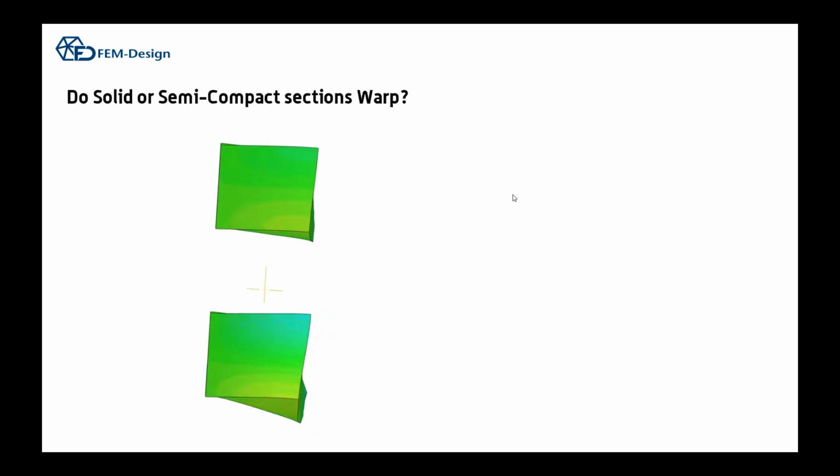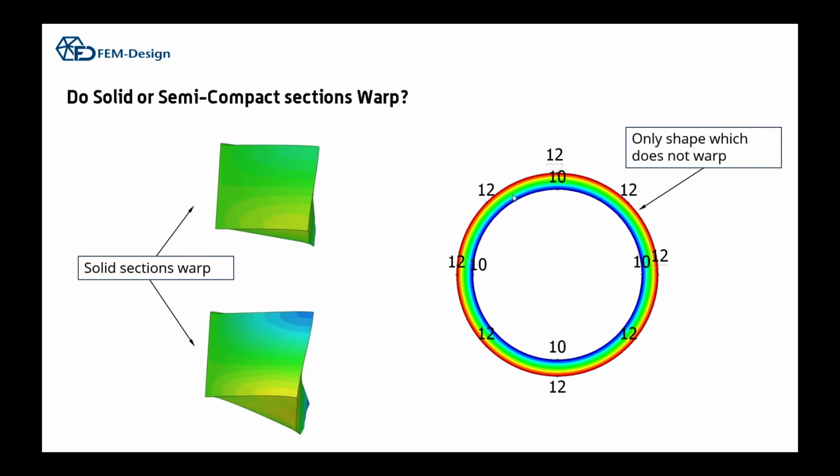So we go back to the original question, or the misconception. So solid sections you can warp, but the warping effects are much more local. So actually, the circle is the only one we can really safely say does not warp. So all the other shapes have the warping function. So it means that they warp more or less.